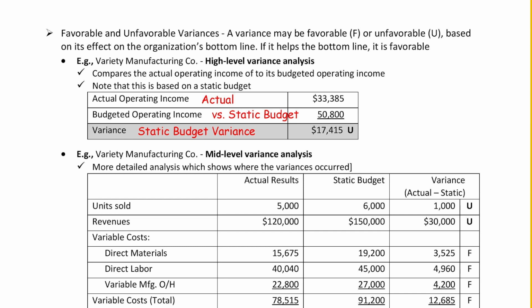Next, we're looking at a mid-level variance analysis, which is a more detailed analysis showing where the variances actually occurred. So you have a column for actual results, another column for static budget, and the last column is actual versus static, or in other words, the static budget variance.